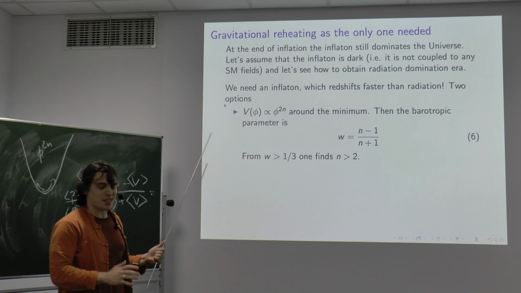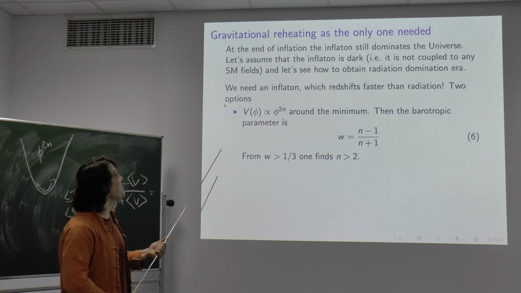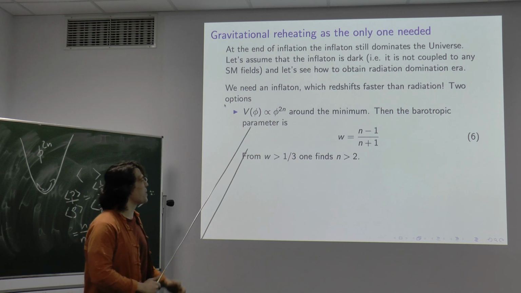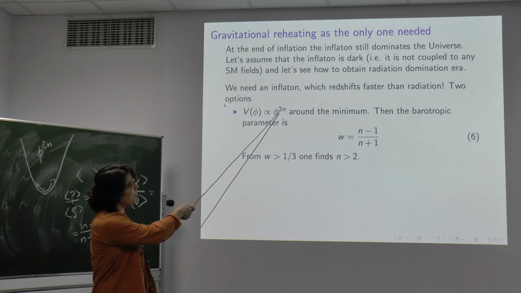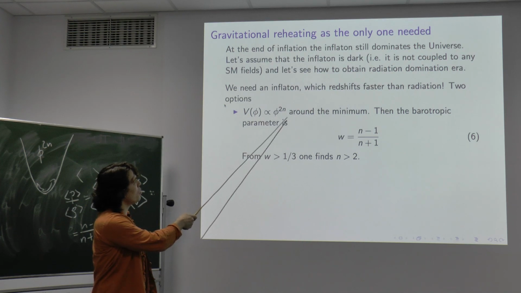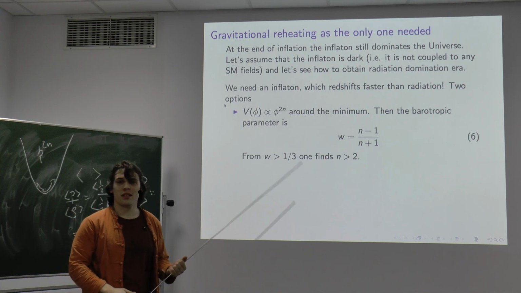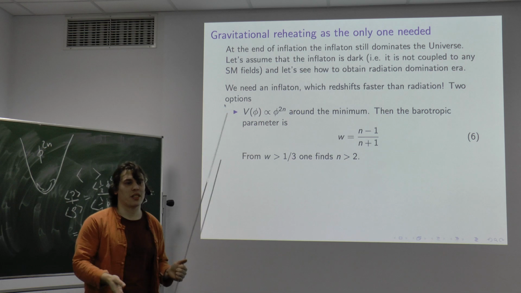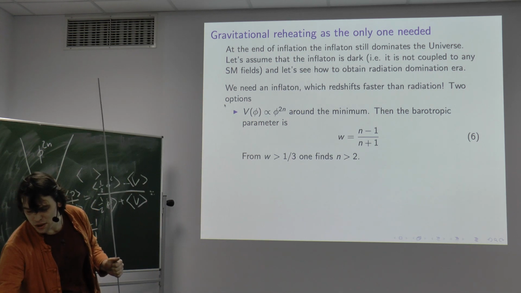Well, maybe let's leave this rather philosophical issue to the later part of the talk. So, assuming this potential is phi to the power of 2n, if your n is bigger than 2, so phi to 6, phi to 8, and so on and so forth, then your inflaton field redshifts much faster than radiation, and you can finally get the radiation-dominated universe.